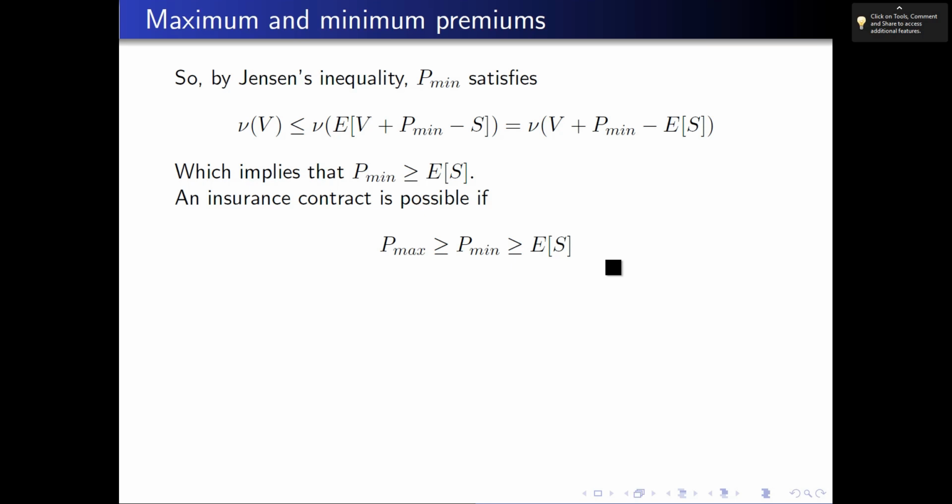If the premium is higher than the maximum value Pmax, then the contract won't be signed because the insurer wants more money than the individual would agree to give. And the same happens in the opposite way. Alright.